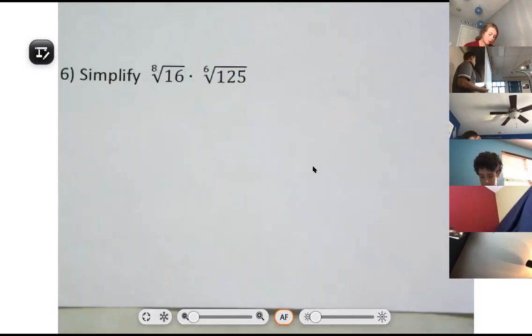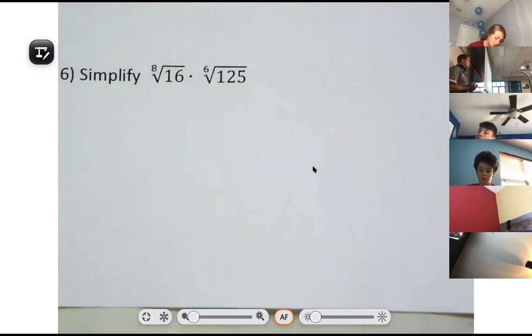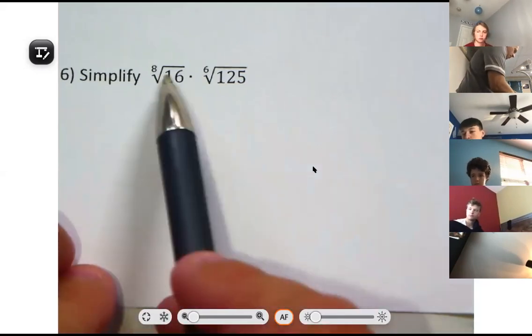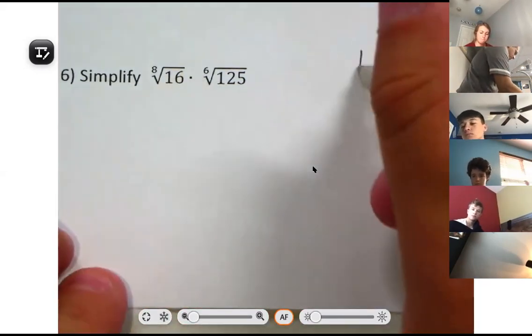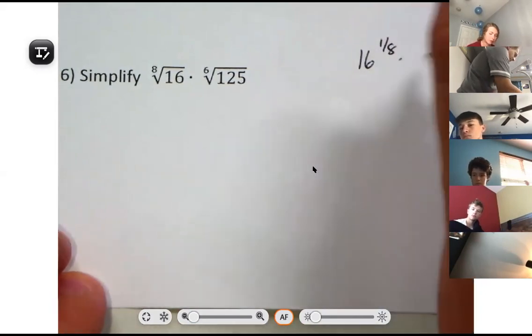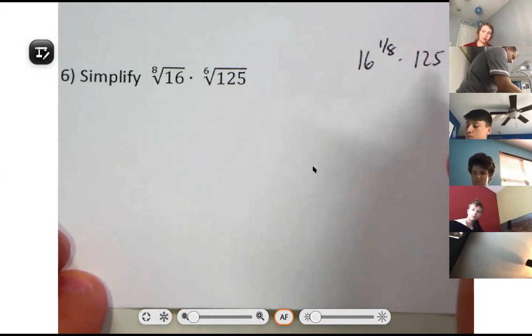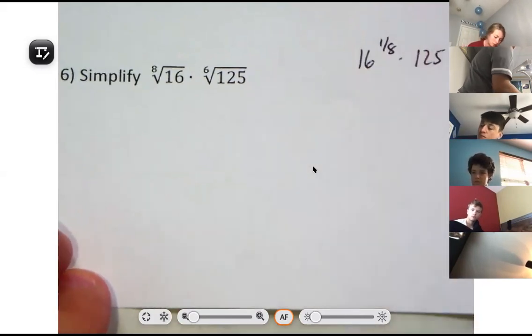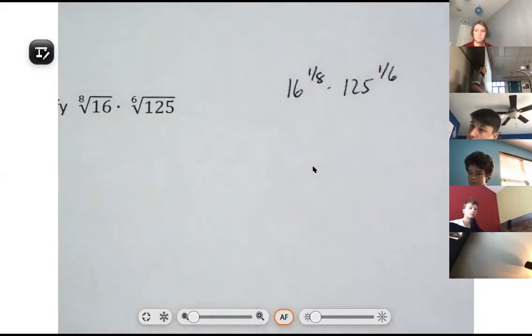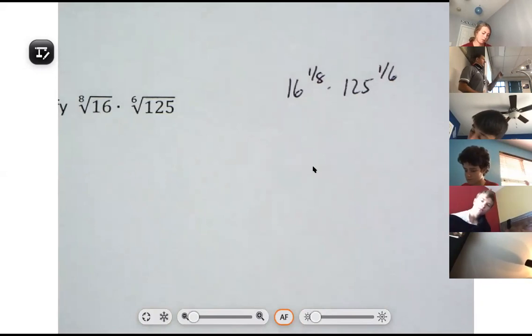What's another strategy we learned in this lesson? Put it in exponent form. Let's see if we switch the form, if that'll help us do the work, right? If we switch the form on this, well, that would be 16 to the 1/8. Power over root, that would be 125 to the 1/6. Now here's what I'm gonna say about exponent rules. Like you guys all know the exponent rules, but students do still kind of mix some stuff up.